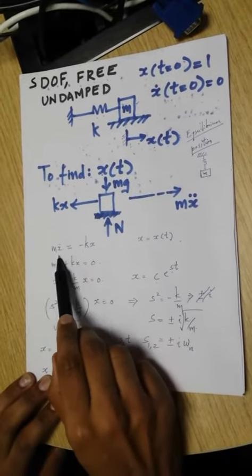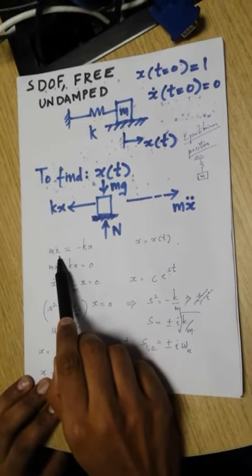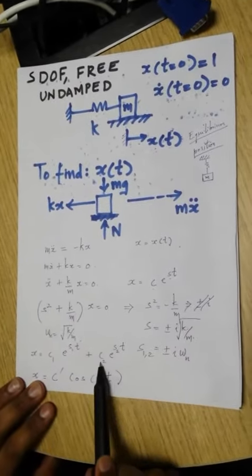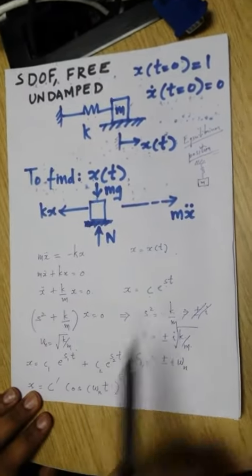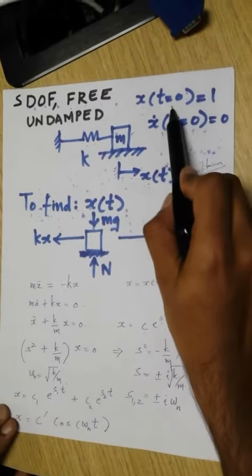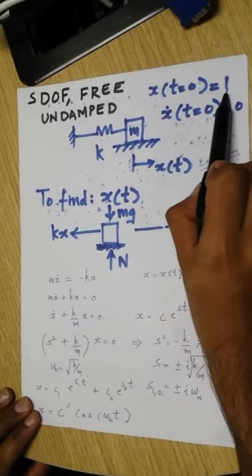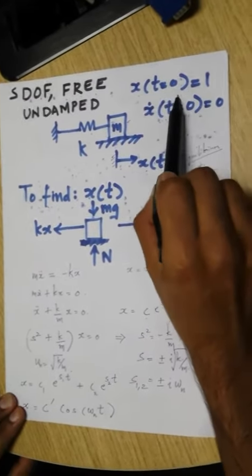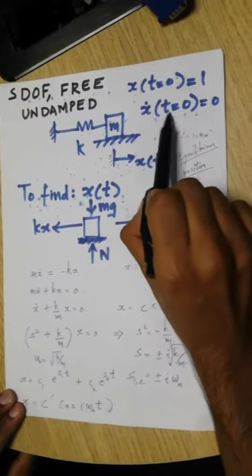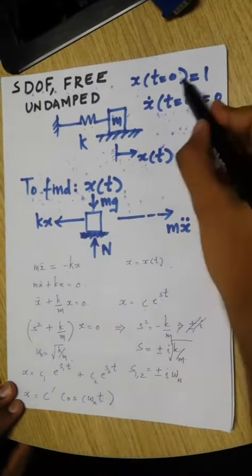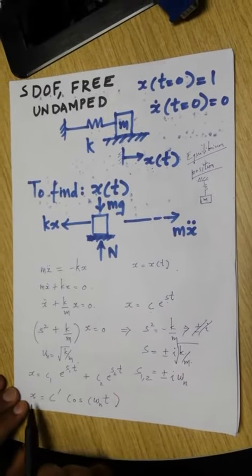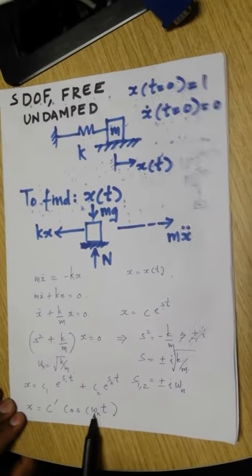So we started off with a second degree differential equation, so we end up with two constants. We can evaluate these constants from the initial conditions: x at time t = 0 is equal to 1 and velocity at time 0 is equal to 0. I'm not showing you the steps. Once you plug in these initial conditions, we will arrive at an equation of this kind.